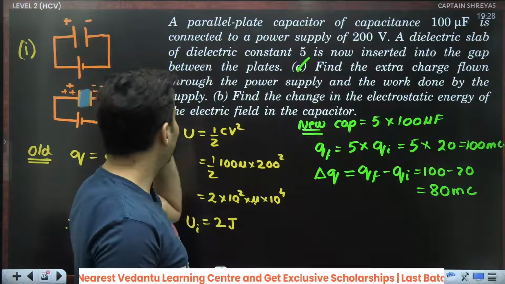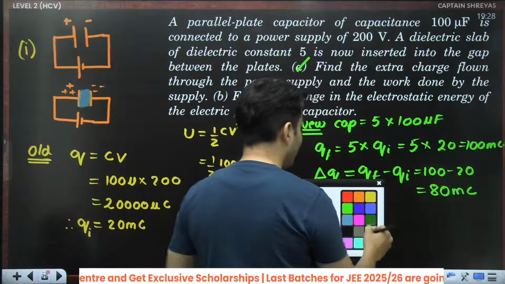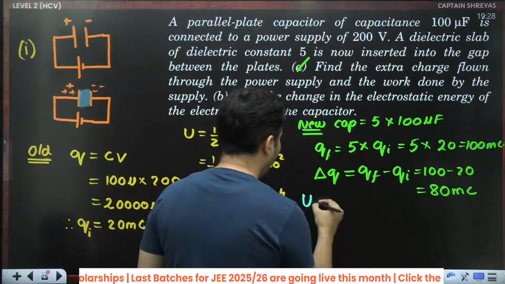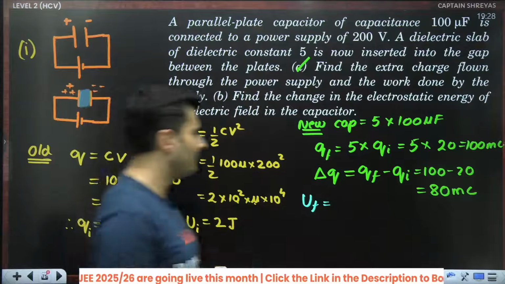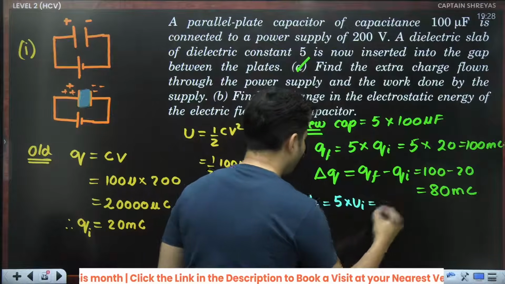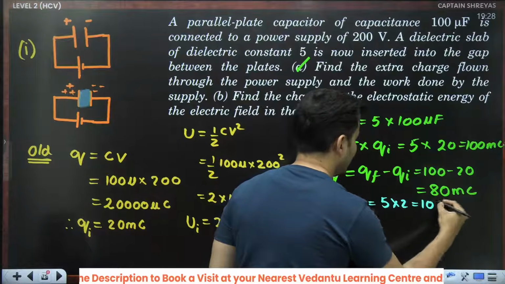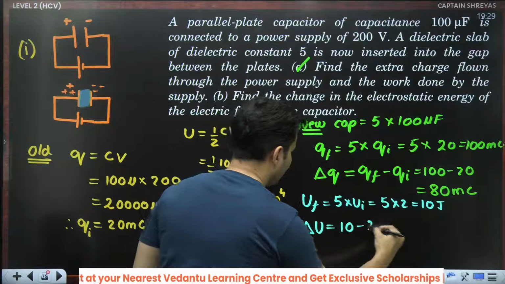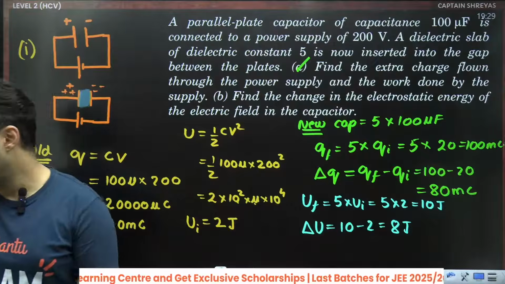What is the change in the energy? Let's do that also. Final energy, because it is half CV square and capacitance increased 5 times, will be 5 times that old energy. So 5 times of 2 is basically 10 joules. So how much is the change in the energy? Final minus initial, which is basically 8 joules.